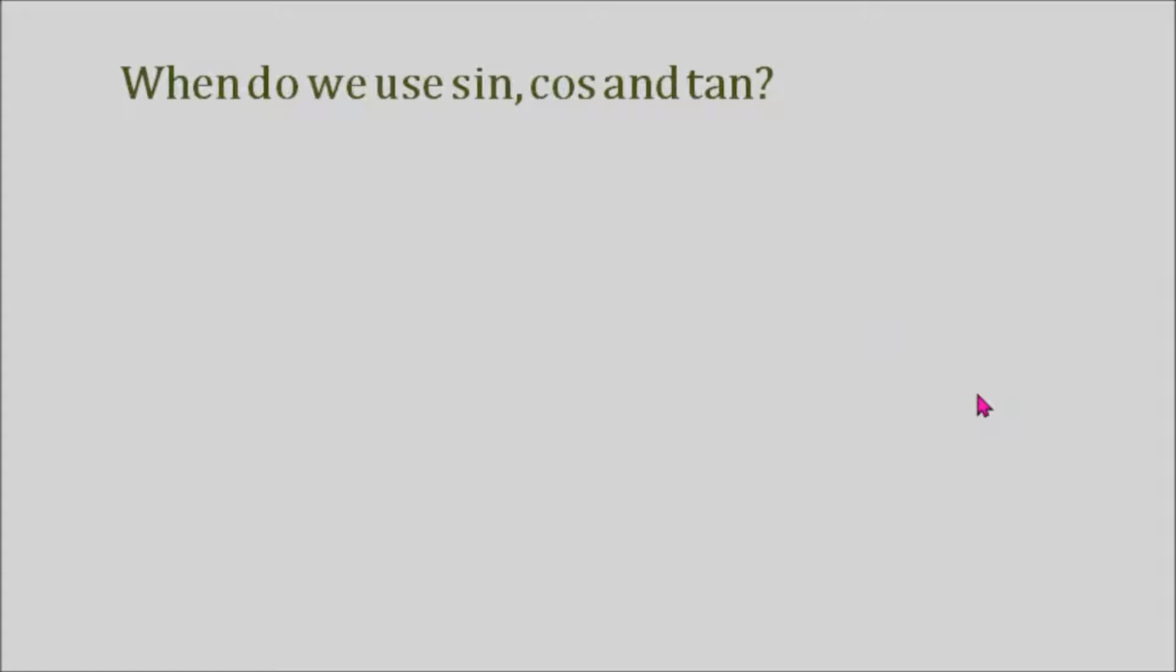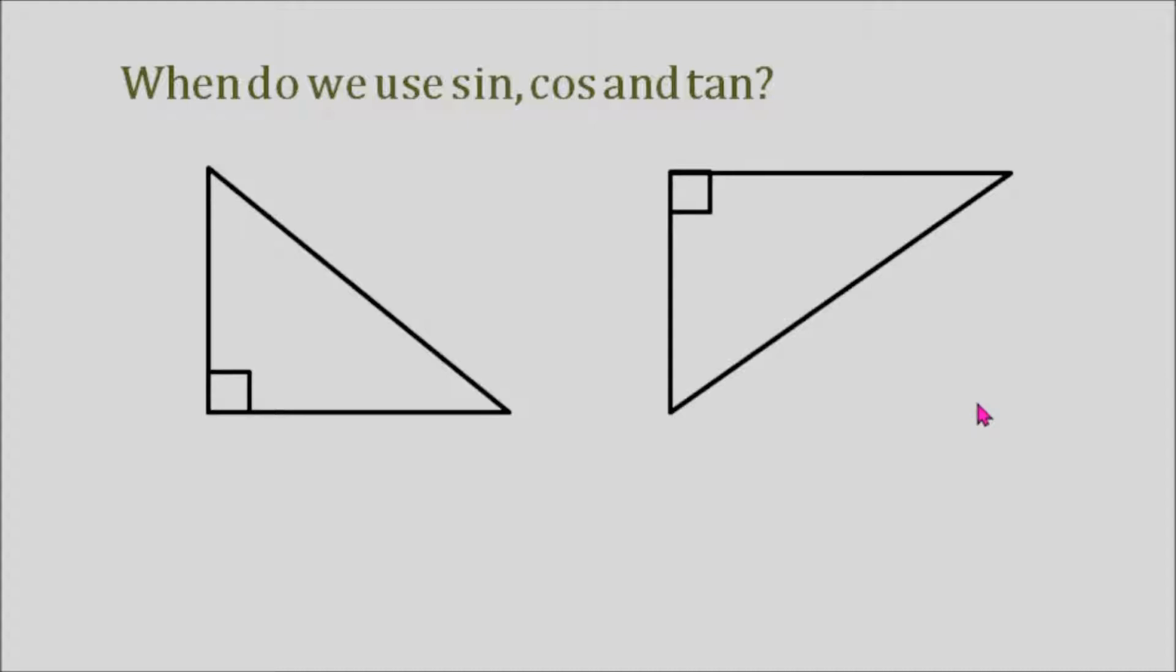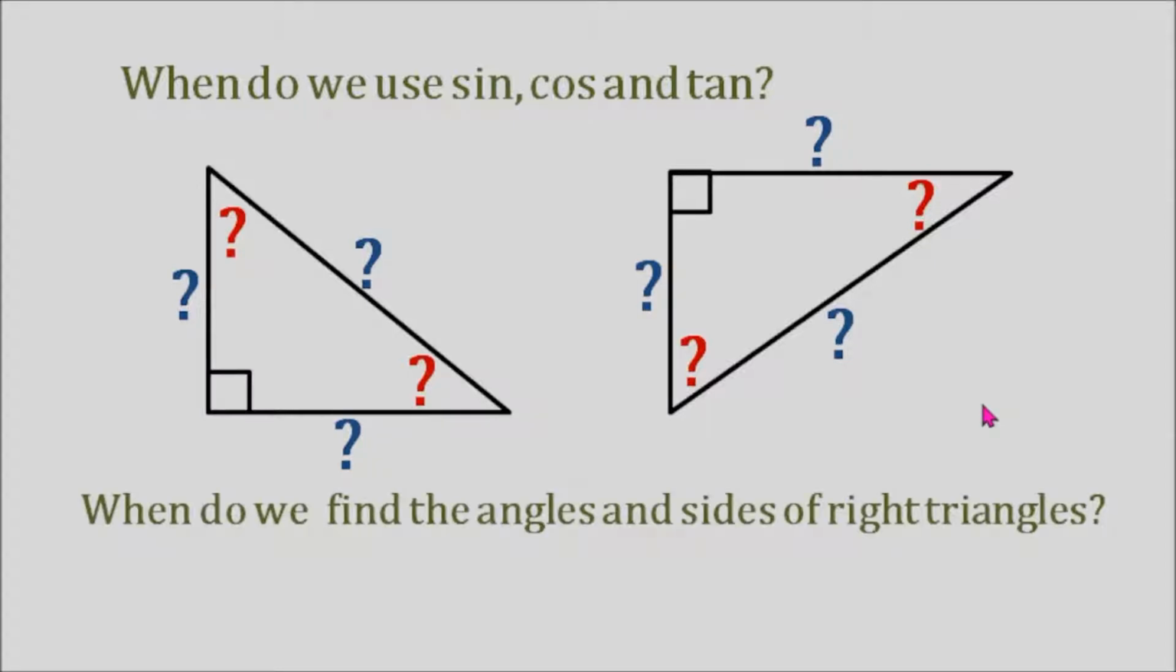When do we use sine, cosine, and tangent? This question has a very long answer. The first few lines are sine, cosine, and tangent will be used in finding the acute angles and side lengths of right triangles. How do we find the acute angle measures and side lengths of right triangles? The answer to this question is a process.